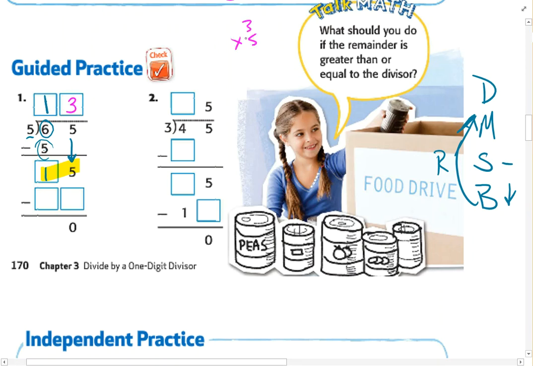3 times 5 is 15. So I put my 15 below. I now subtract, and I end up with 0. So 65 divided by 5, the quotient is 13, right?